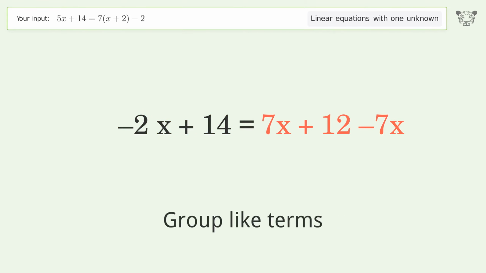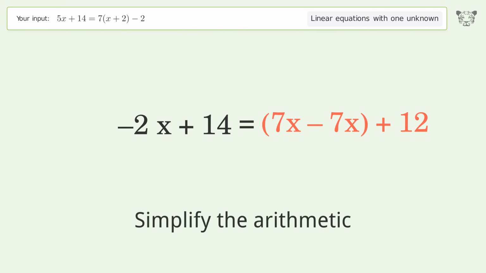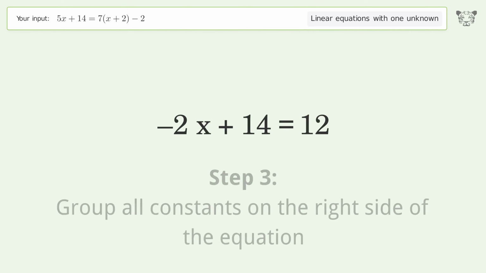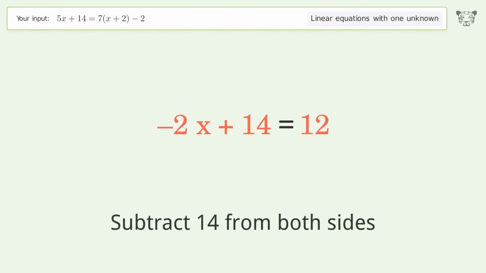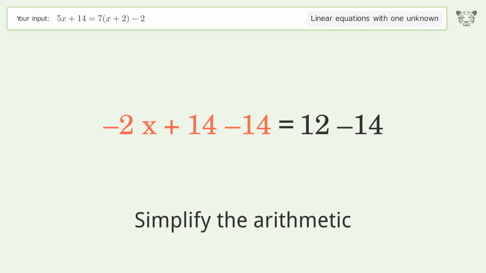Group like terms. Simplify the arithmetic. Group all constants on the right side of the equation. Subtract 14 from both sides. Simplify the arithmetic.